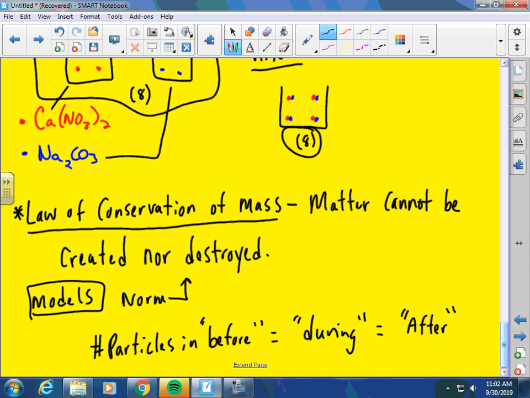What's that mean in terms of models? As I said here, this is a norm, conservation of mass, conservation of particles. It means however many particles I have in the before picture should be equal to the number in the during, which should also be equal to the number of particles in the after picture. They should all have the same number of particles. They can be different types of particles. They can be rearranged. They can be stuck together. They can be broken apart. But however many particles I have in the first picture, it has to be the same in all the pictures. Does that make sense? And that is the end of the notes.